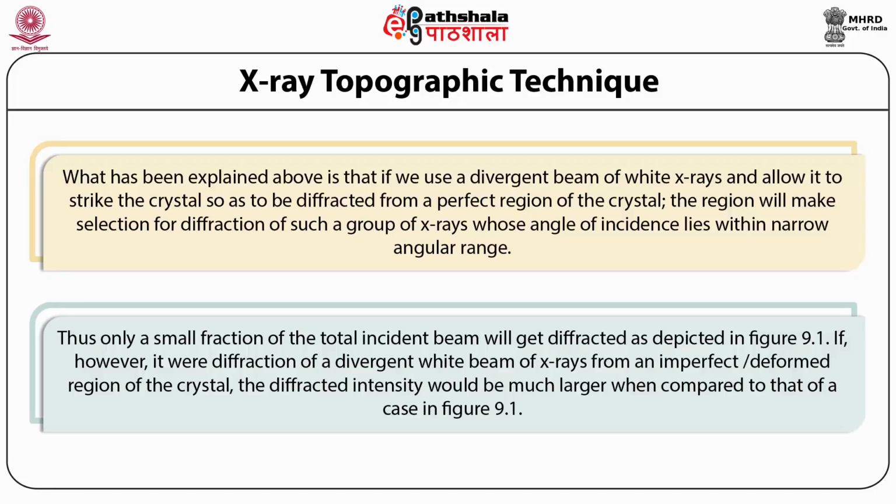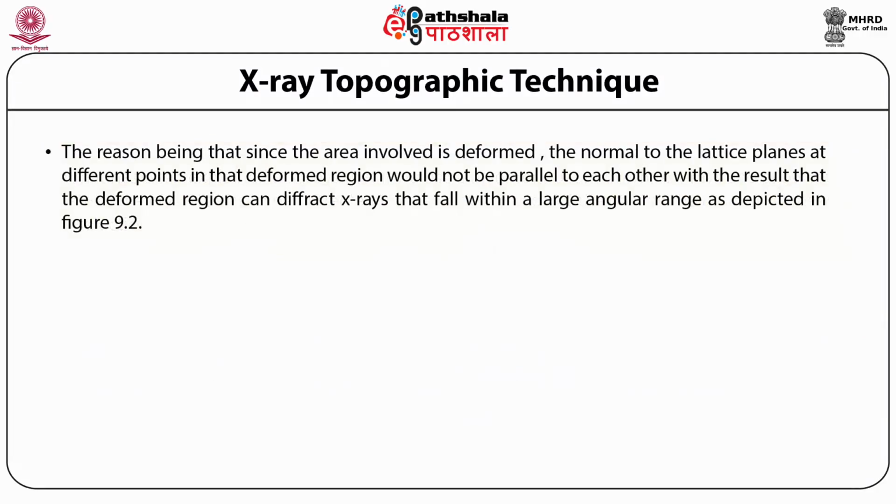If, however, it were diffraction of a divergent beam of X-rays from an imperfect deformed region of the crystal, the diffracted intensity would be much larger when compared to that of the case in figure 9.1. The reason being that since the area involved is deformed, the normal to the lattice planes at different points in that deformed region would not be parallel to each other, with the result that the deformed region can diffract X-rays that fall within a large angular range as depicted in figure 9.2.